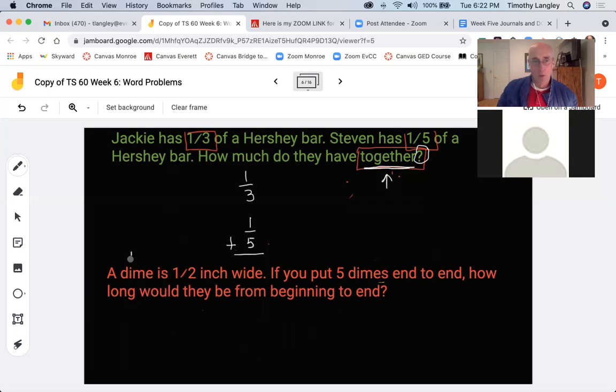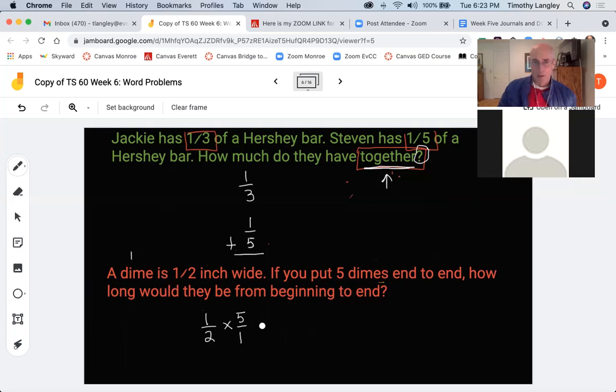Okay, a dime is 1/2 inch wide. That seems awful wide to me, actually. All right, 1/2 inch. That's how much one of them is. If you put 5 dimes end to end, so if I multiply that 1/2 times 5, then how long will they be from beginning to end?